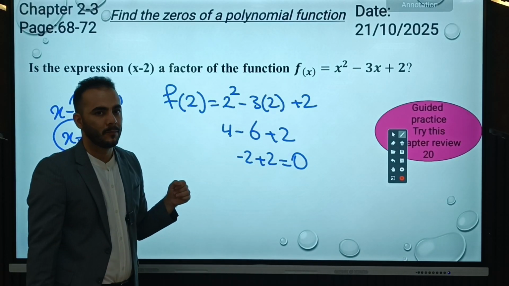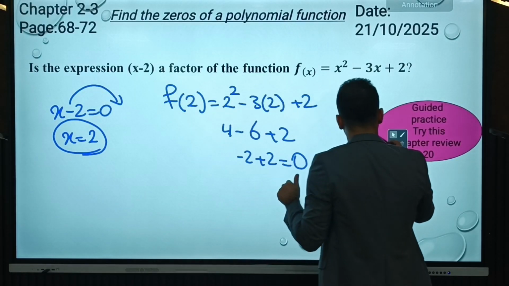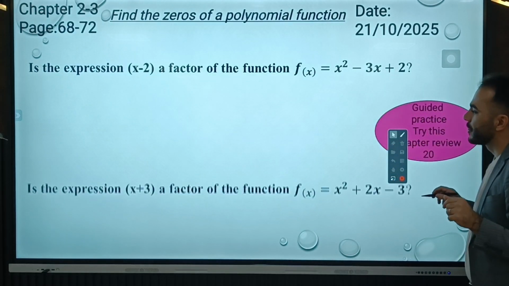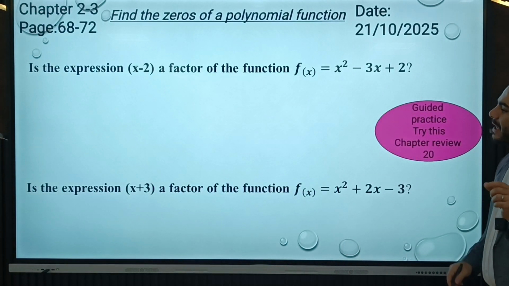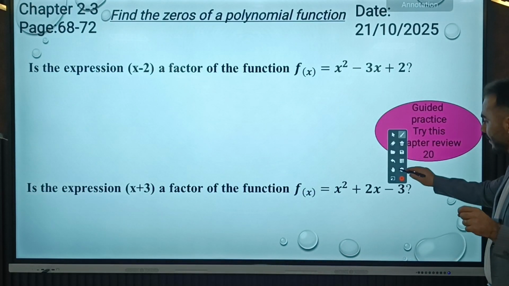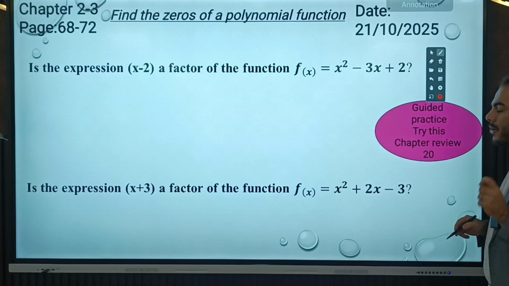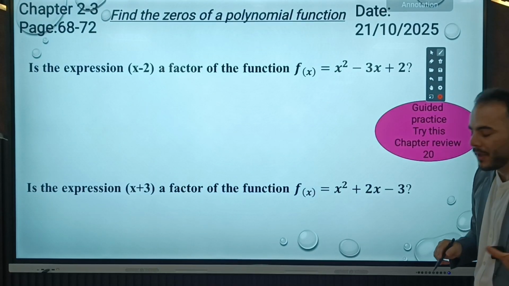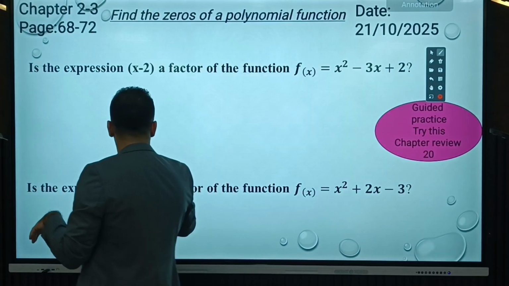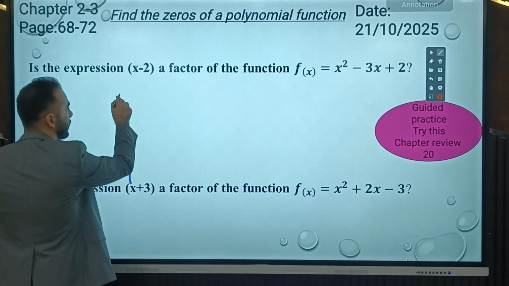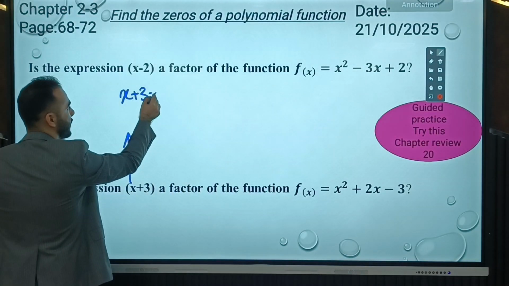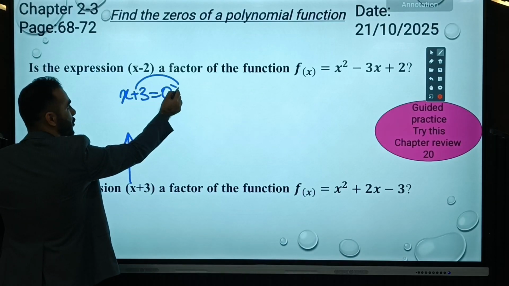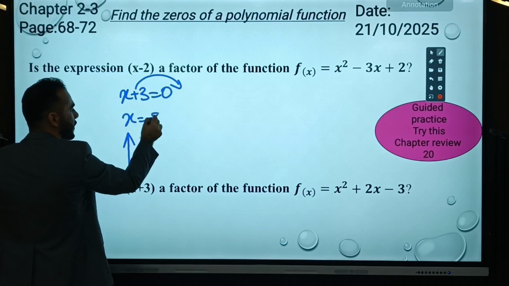The next question, again a similar idea. It says, is the expression x plus 3 a factor of this function or not? Let's find out whether it is or not. The first step is to equalize this factor to 0 to find out the value of x. So x plus 3 equals 0. 3 comes to this side, so x equals negative 3.